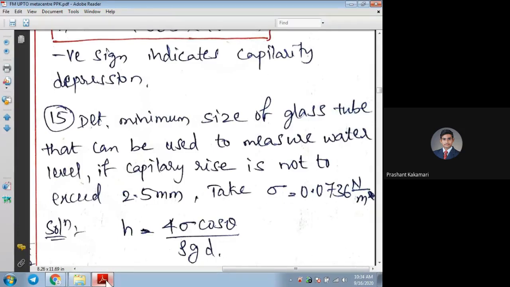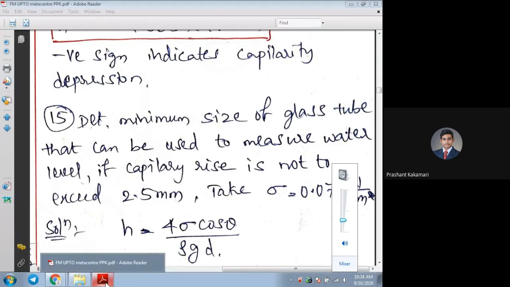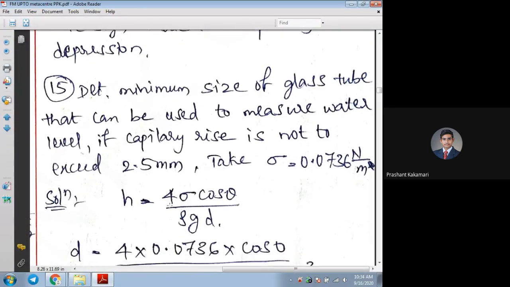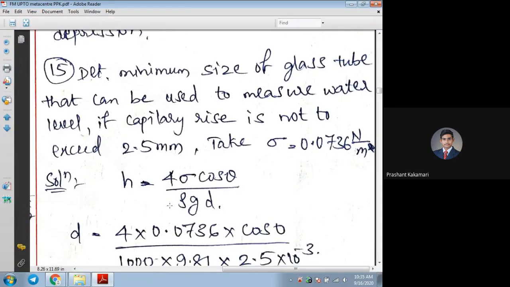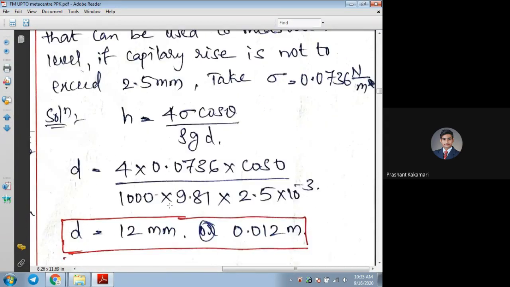Yes, what is the diameter of the pipe required? 12 mm. 12 mm, just a minute. Very good. So in this problem, we were missing the cos theta.